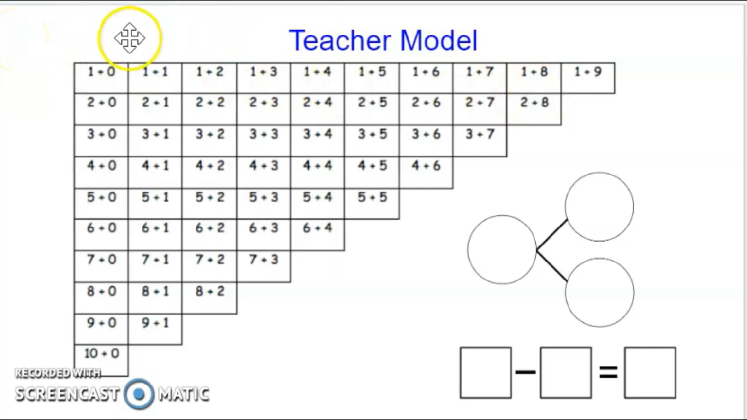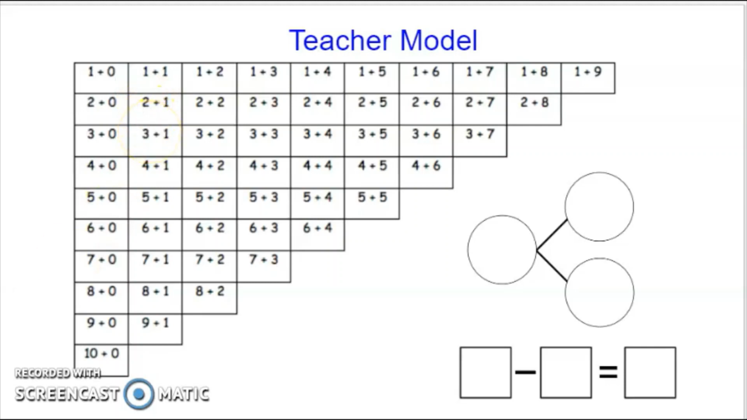So we have rows and then we have columns. If you take a look at the columns, the second addend is the same. And if you see the rows, the first addends are the same. 1 plus 0, 1 plus 1, 1 plus 2. But in the columns, second addends are the same. 1 plus 1, 2 plus 1, 3 plus 1.